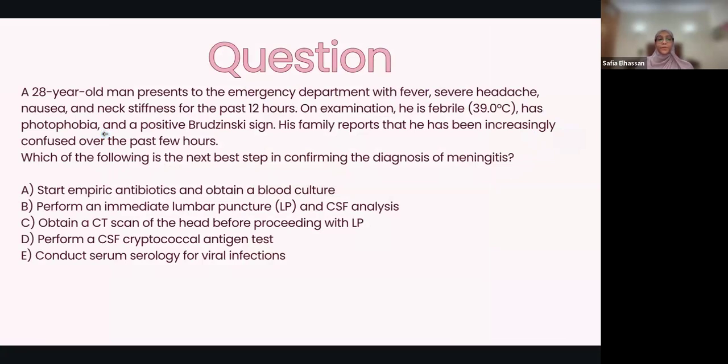Okay, a 20-year-old man presents to the emergency department with fever, severe headache, nausea, and neck stiffness for the past 12 hours. On examination, he is febrile and has photophobia and a positive Brudzinski sign. His family reports that he has been increasingly confused over the past few hours. Which of the following is the next best step in confirming the diagnosis of meningitis?